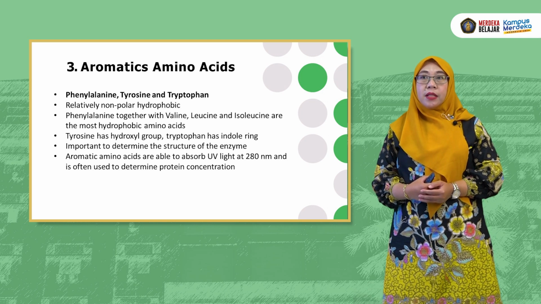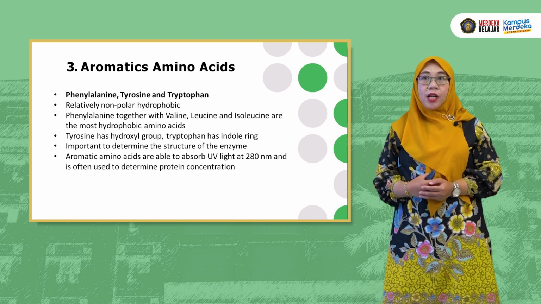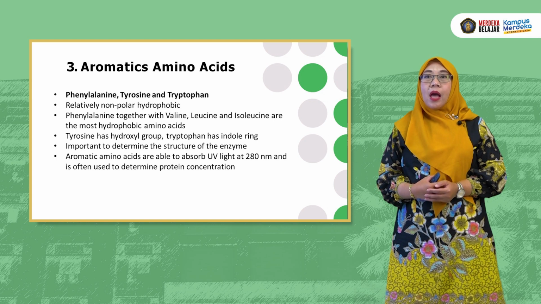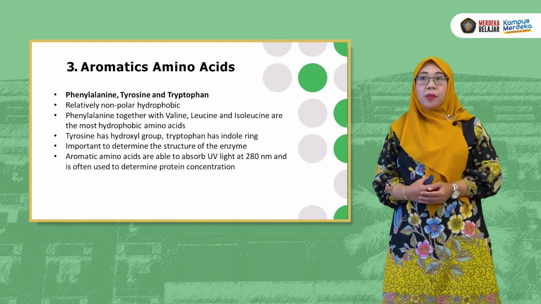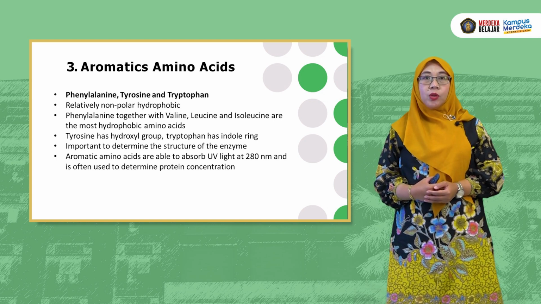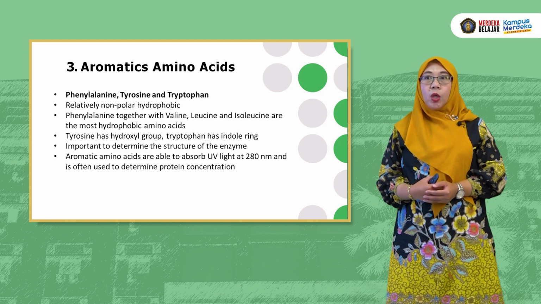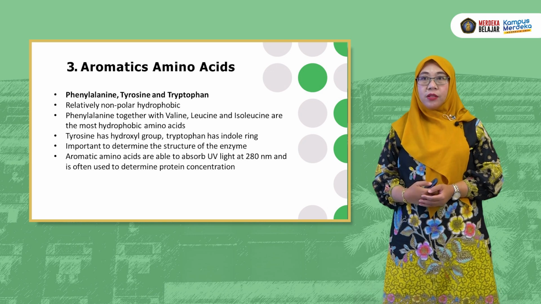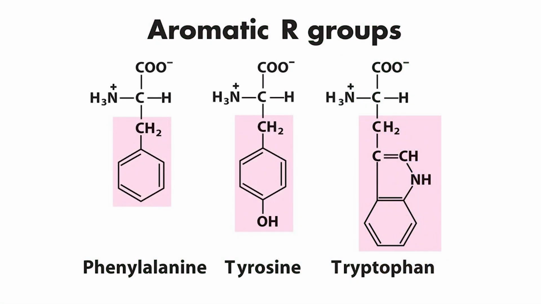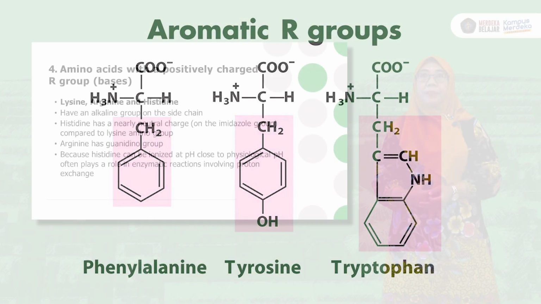Aromatic amino acids are important to determine the structure of the enzymes. Aromatic amino acids are able to absorb UV light at 280 nanometers and this is often used to determine protein concentration. The molecular structures of phenylalanine, tyrosine, and tryptophan are like this. As I mentioned previously, tyrosine has a hydroxyl group, tryptophan has an indole ring.